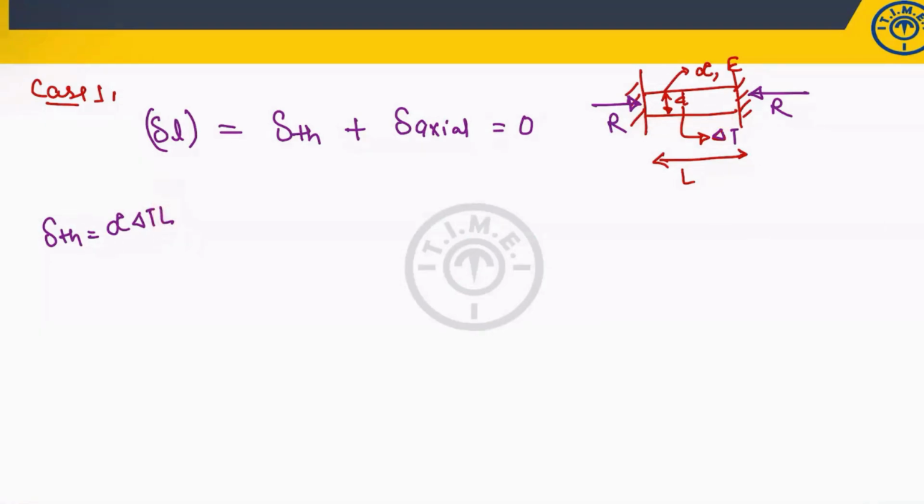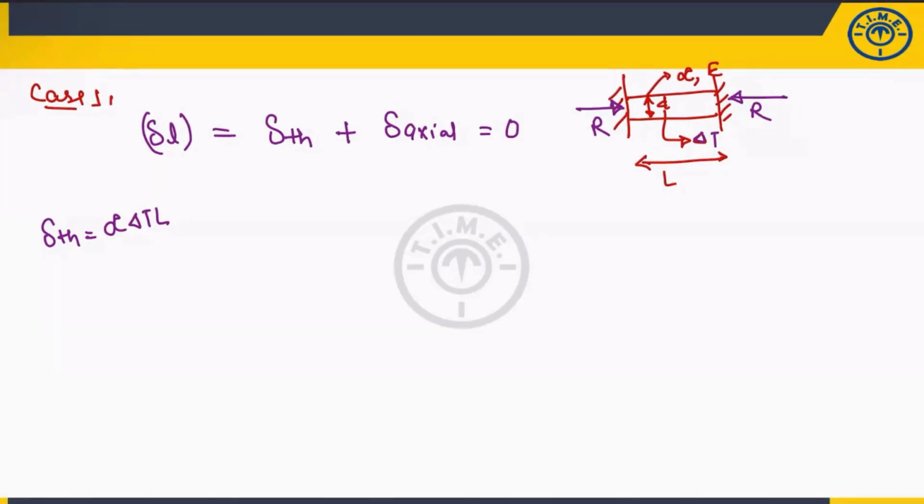But you want to calculate the thermal stress. For that, you need what is the R value. Once you know the reaction force, if you divide with area of this bar, your problem is solved. That I am going to do. So the thermal deformation is alpha into delta T into L. What is the axial deformation of this bar? Axial deformation of this bar is minus RL divided by AE, is equal to 0.